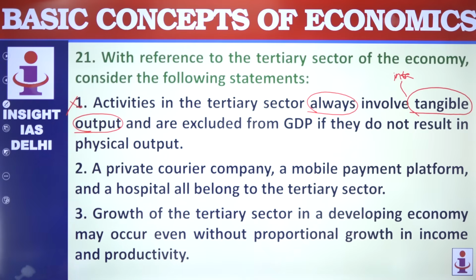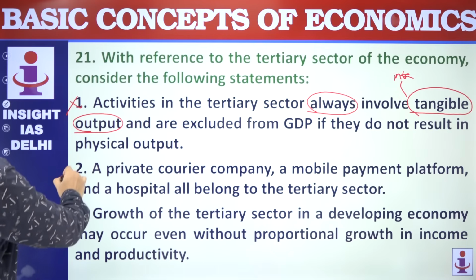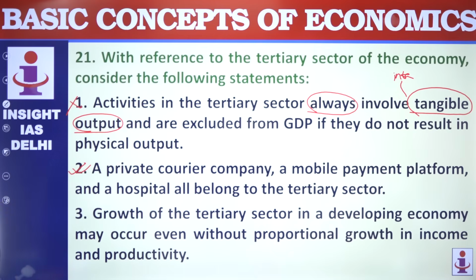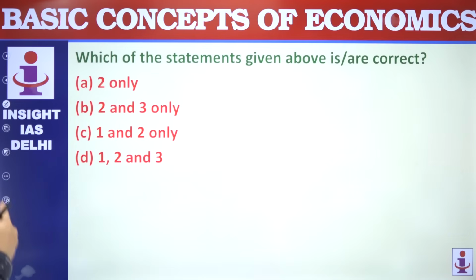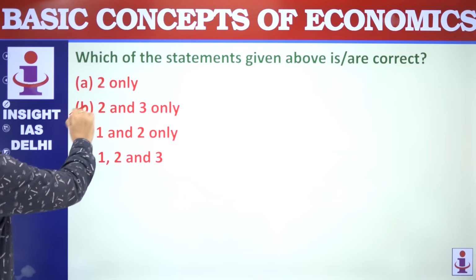A private courier company, a mobile payment platform and a hospital all belong to the tertiary sector. Yes. Growth of the tertiary sector in a developing economy may occur even without proportional growth in income and productivity. Yes, this is also correct. So 2 and 3 are correct. 2 and 3, option B is your answer.